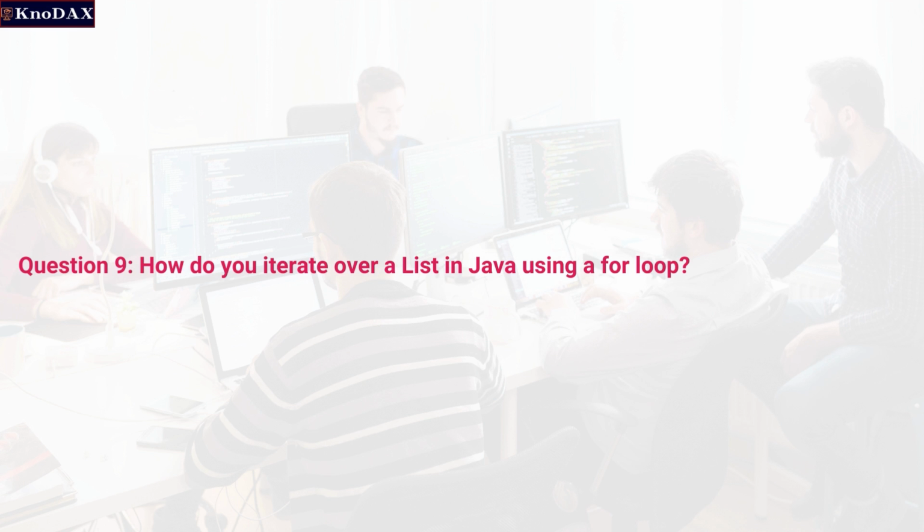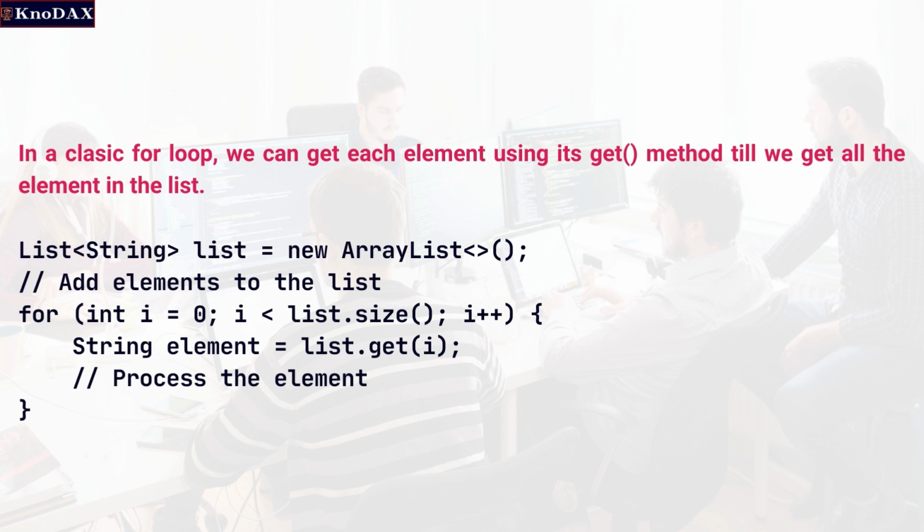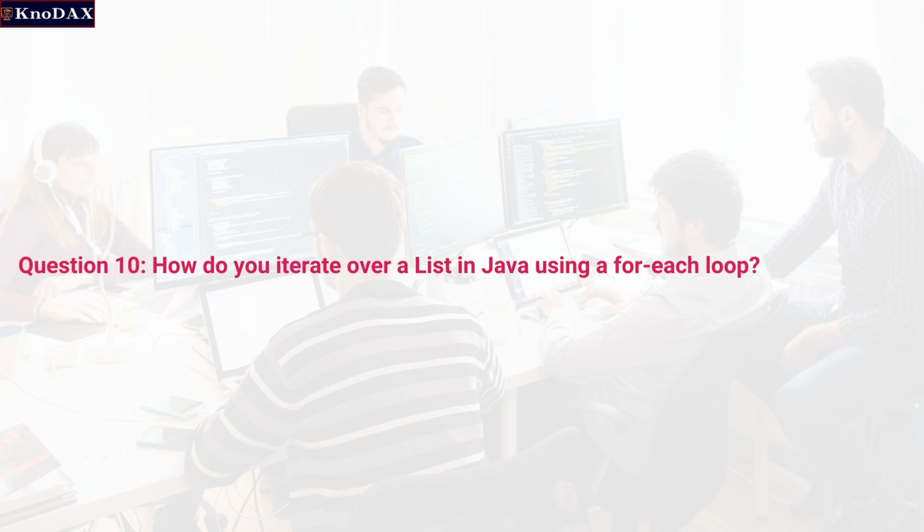How do you iterate over a list in Java using a for loop? In a classic for loop, we can get each element using its get method till we get all the elements in the list.